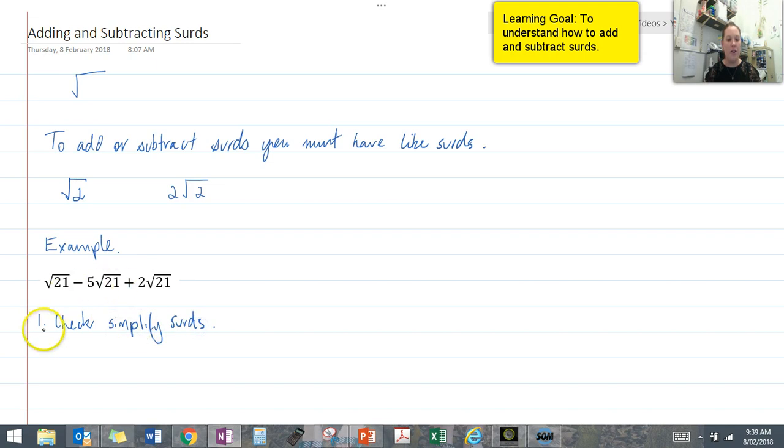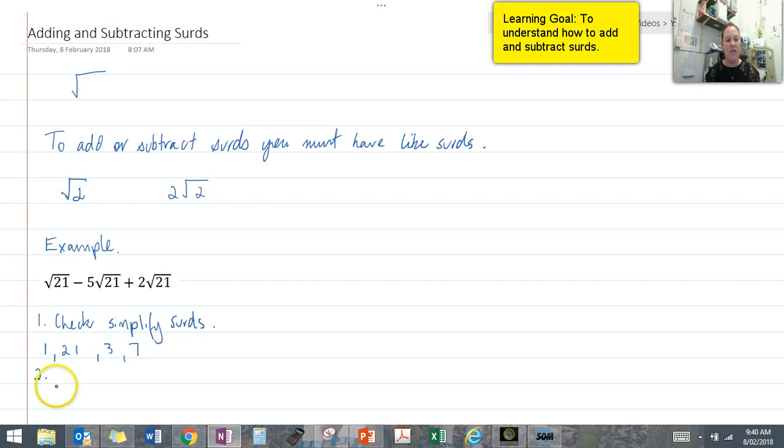If we can't, so in this case we have the square root of 21. So remember, when we were looking for simplifying surds, we wrote all of the multiples out. So the multiples of this are 1, 21, 3 and 7. Now none of these are square factors, so therefore this surd can't be simplified any further.